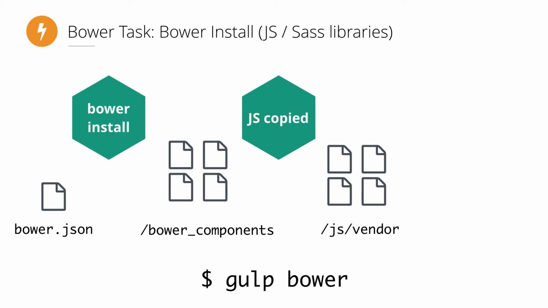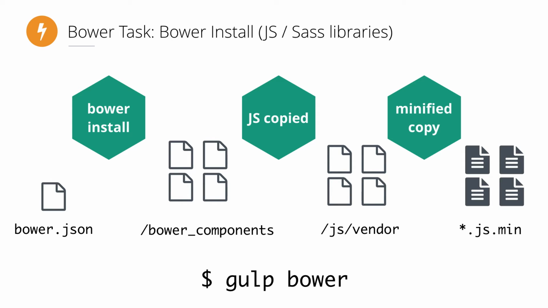Then we look for the JavaScript files that are inside of there, the unminified JavaScript files that are the core project ones, copies them into the js/vendor folder, and then makes another copy of them that is minified inside of the same folder. So why are we doing this?